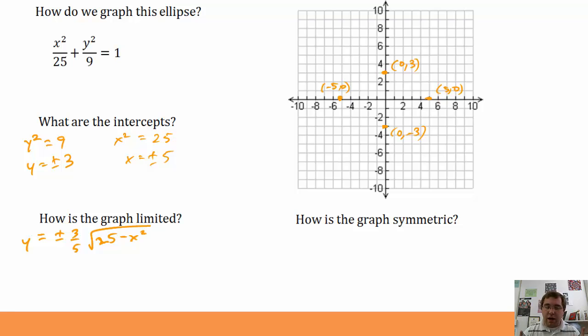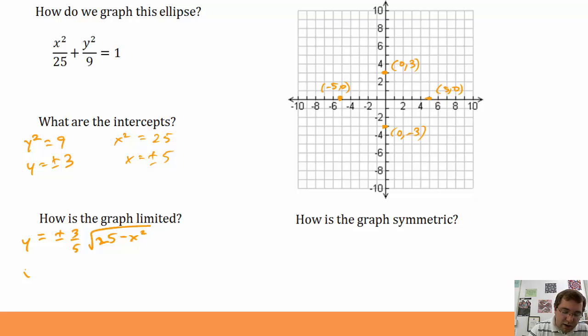If x is beyond negative 5, so further negative than negative 5, or beyond positive 5, then I'll end up with a negative number underneath that square root, and I can't do that. So x is between negative 5 and 5. That means y is limited by x being between negative 5 and 5.